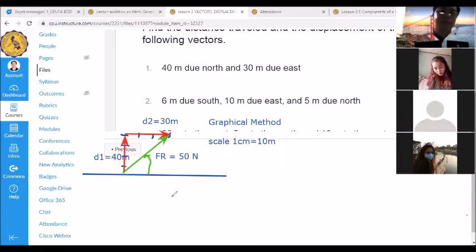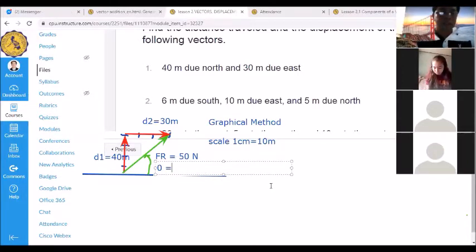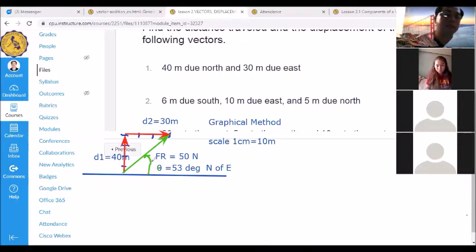Now our theta is indicated by this angle. That's our theta. How much is our angle using your protractor, please? 53, sir. So this is 53.13. 53 degrees, and that will be north of east. Now that's not a 0, but an angle theta. Our angle is measured from the horizontal line going up, so that's north of east. That's the graphical approach.